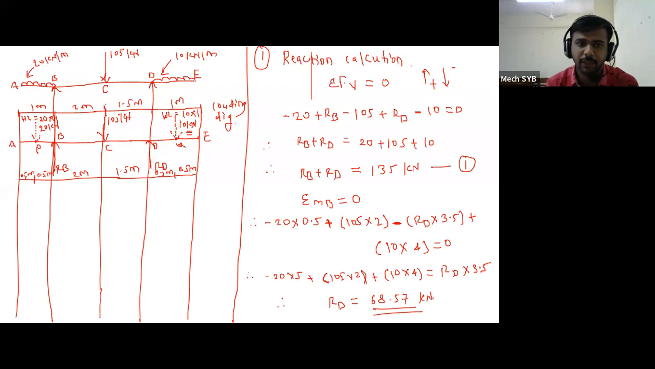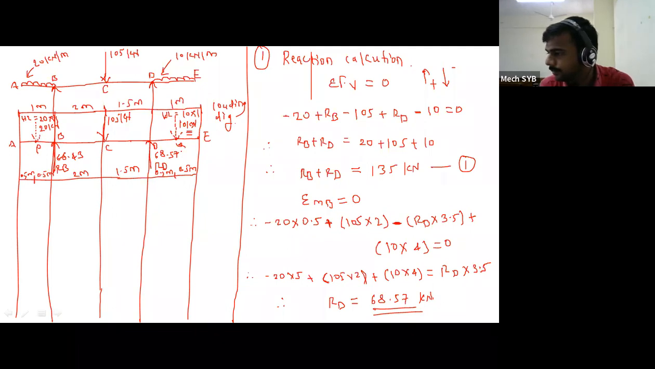You have to represent that reaction value on the figure also, because here it is important. So RB is equal to 66.43 and RD is equal to 68.57. So this is your reaction calculation, reaction RB and reaction RD. Have you calculated? Have you got the reactions, all of you?